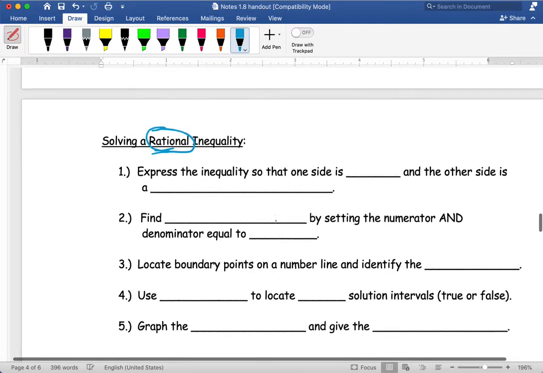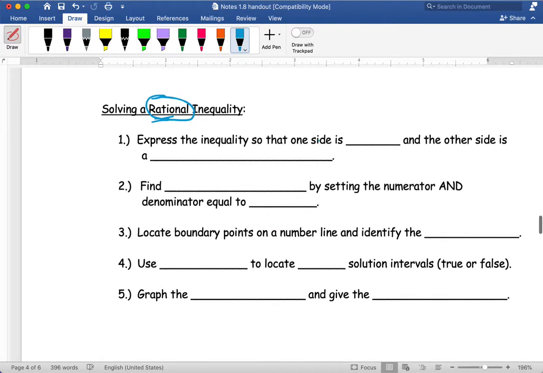The process is very similar, except how you get your boundary points. That's what's different. Everything else is the same. You gotta get your boundary points. You gotta get your test intervals. So we're gonna express the inequality so that one side is 0. That's the same too. That's like that general form. And the other side is, here's the big thing.